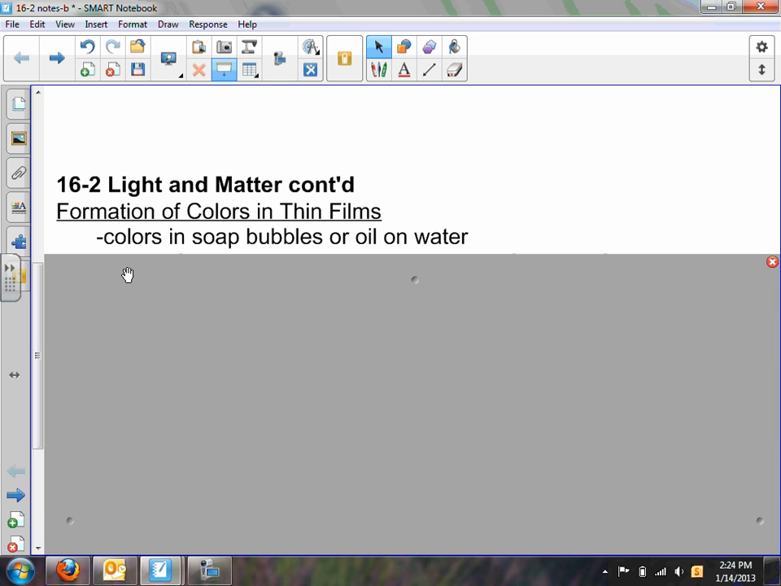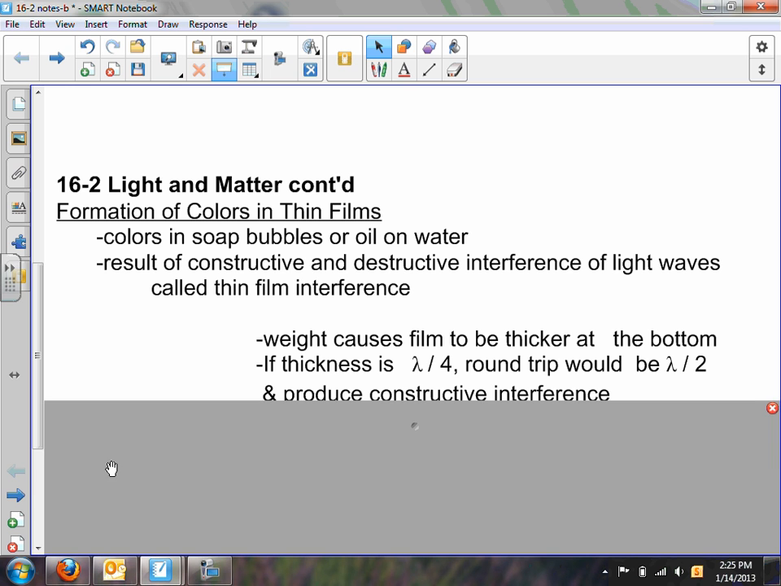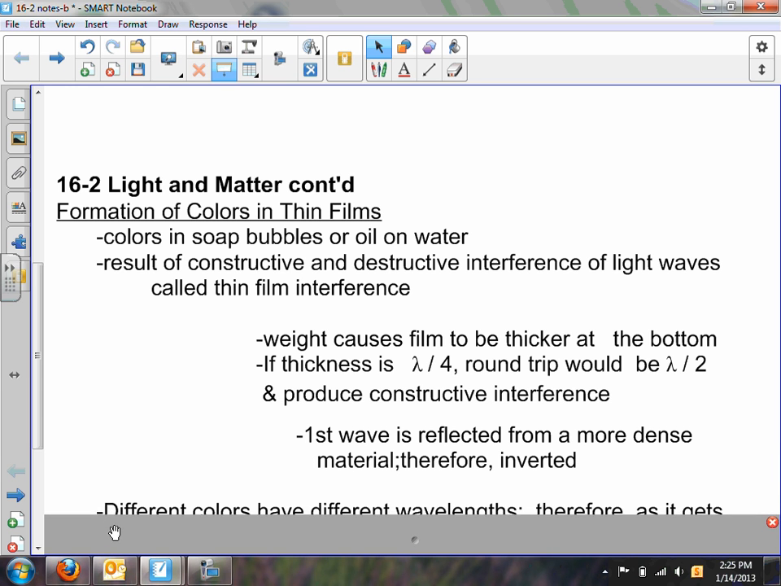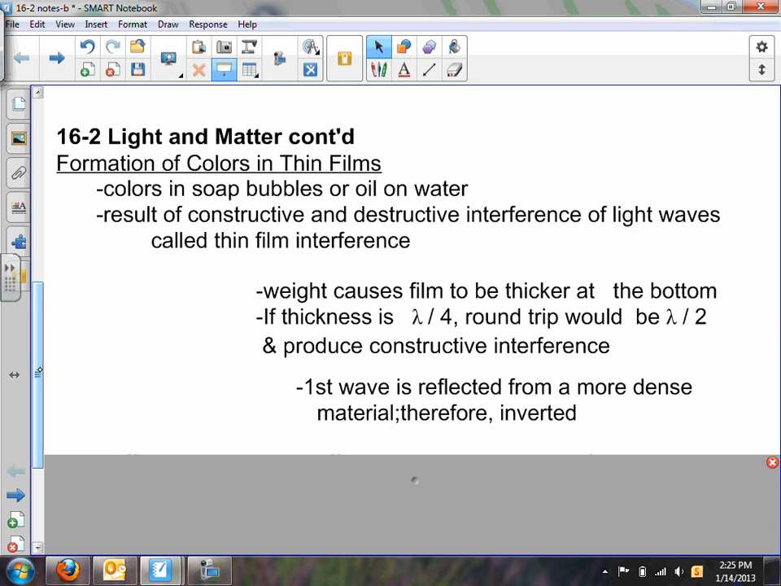So colors in soap bubbles or oil on water, this is what we're talking about here. These all occur because of constructive and destructive interference of light waves. This is called thin film interference because it's wave interference, obviously, on thin films. So here's kind of how this happens.